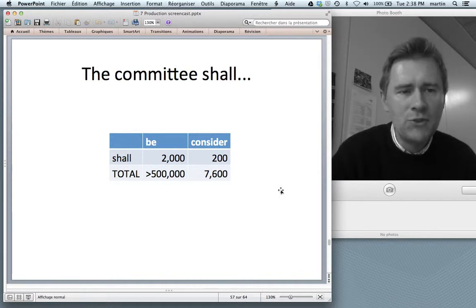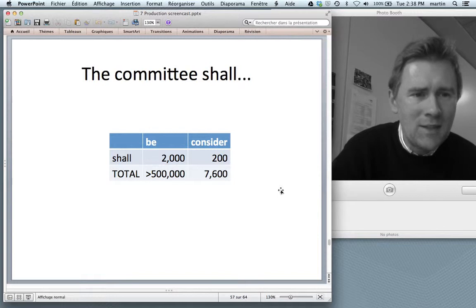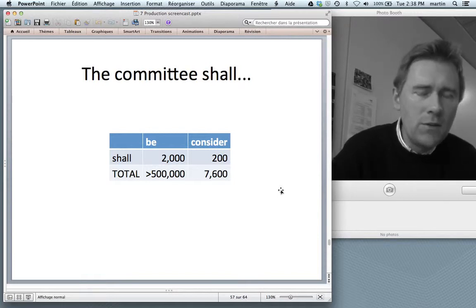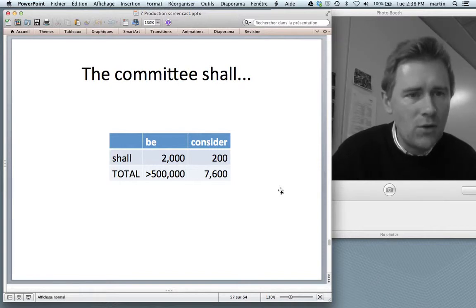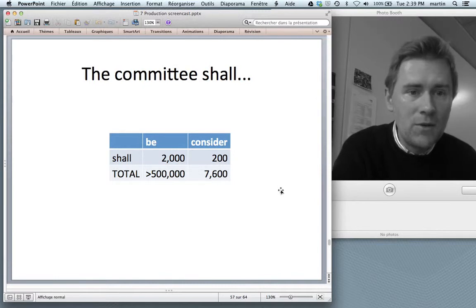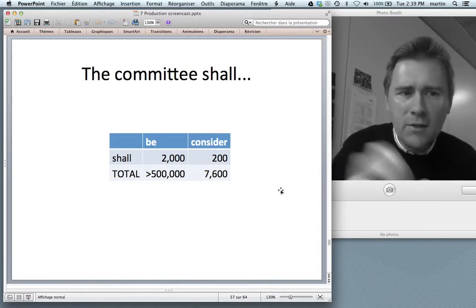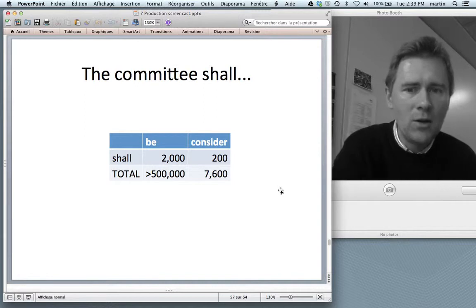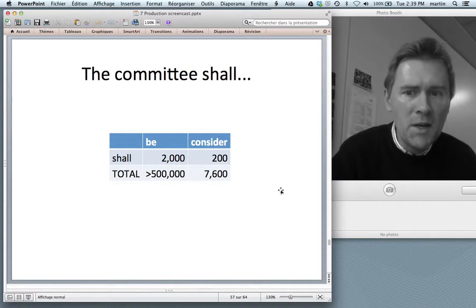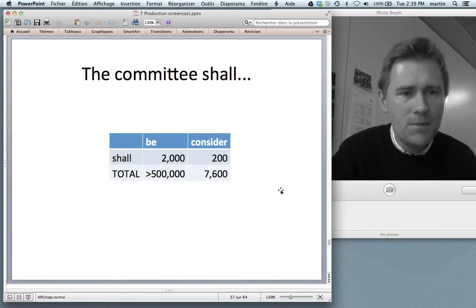Does that mean that shall cues be 10 times more strongly than it cues consider? Well, that is questionable, because if you look at the overall frequencies of the copula be, which is 500,000, and the verb consider in an infinitive, that's just 7,600. It turns out that shall consider is surprisingly frequent. Yeah, out of 7,600, 200 are preceded by shall. That is way more than 2,000 out of 500,000 for be.